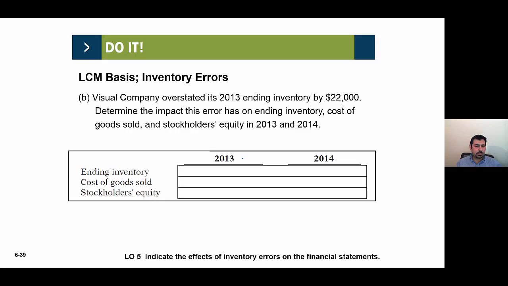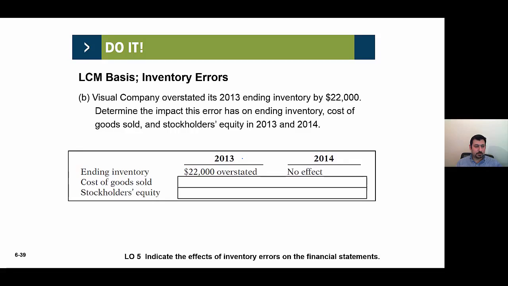And what happens in 2014? Well, the ending inventory in 2014 will not be affected. As you remember, the ending inventory in 2014 will not be affected by the error that was made in the ending inventory in 2013. In 2014, the ending inventory will depend on the accuracy of the physical count conducted at the end of 2014. So assuming that there were no other additional errors, the ending inventory of 2014 will be correct. This simply says that the ending inventory error from 2013 has no effect on the ending inventory in 2014.